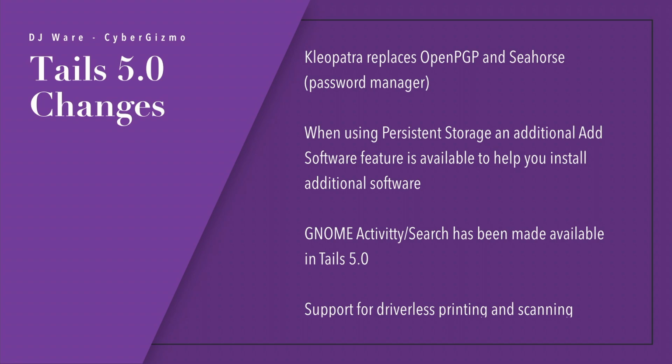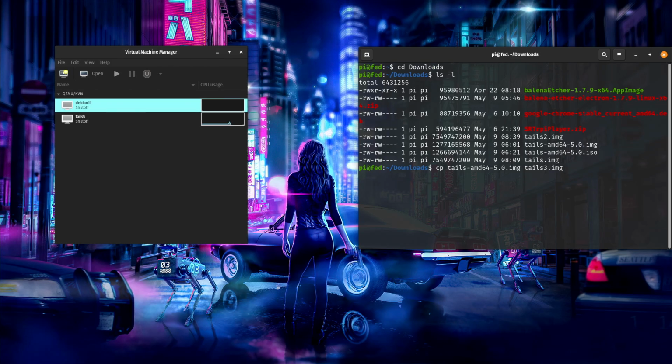And then the GNOME activity search has been made available now in Tails 5.0. So before it used kind of a goofy menu looking thing, which now it's more of a GNOME 3.38 experience. So also there's support for driverless printing and scanning. So if your print driver happens to support one of those mechanisms, you don't need to install drivers anymore on your system. Okay, so what I'm going to do here is I'm going to be using Virt Manager.